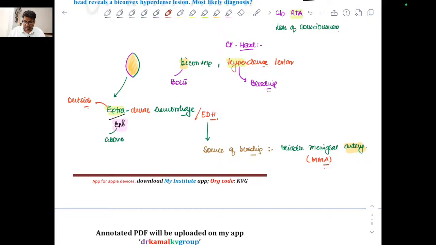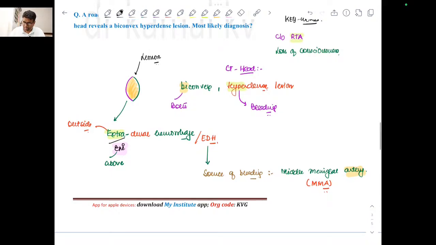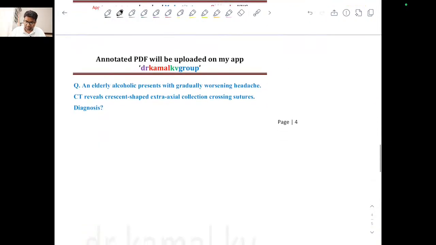So I am very sure if there is any case history kind of question, you will get the answer. If there is an image of a CT scan, just look at this lemon kind of appearance. Okay, so this is somewhat like, you can say, a lemon kind of appearance. The answer has to be extradural or epidural hemorrhage. Clear? Please don't make any mistake.